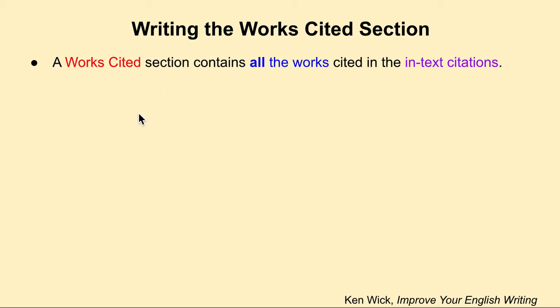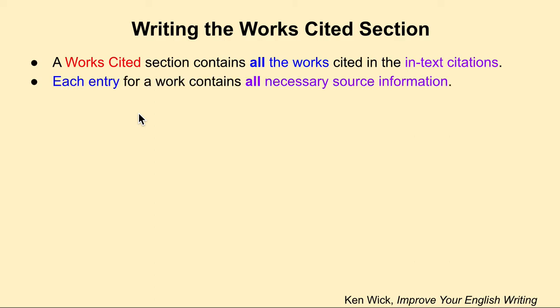Now I've covered writing a works cited entry for a book, a journal article, a magazine article, and a website. So let's now talk about actually writing the works cited section. The works cited section contains all the works cited in the in-text source citations. It contains all of them. And each entry contains all the necessary source information. We just went through formatting that, and you can see how it contains the author's name and the publication year. Someone should be able to find that source with those works cited entries.